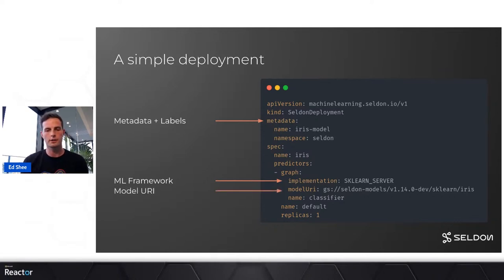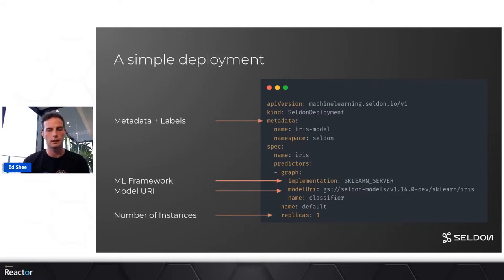The next thing that's important here is this model URI. That's essentially just saying, where is that model that you want to deploy? Typically, that's a storage bucket, like an S3 endpoint or Google storage or whatever. Sometimes it might be file storage or network storage.